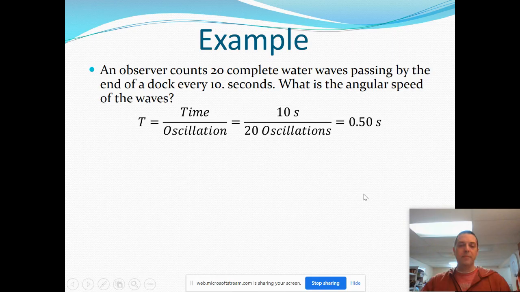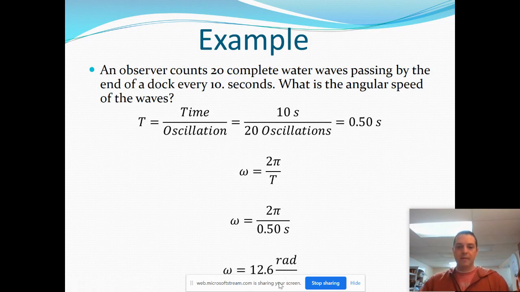That is our period. Once we have our period, we can determine what our angular speed is: angular speed is equal to 2 pi divided by period. Here we have 2 pi divided by 0.5 seconds, and we find an angular speed of 12.6 radians per second. So that's the angular speed of this example. What I'd like you to do is try an example of this, and then we will try some further oscillation problems.